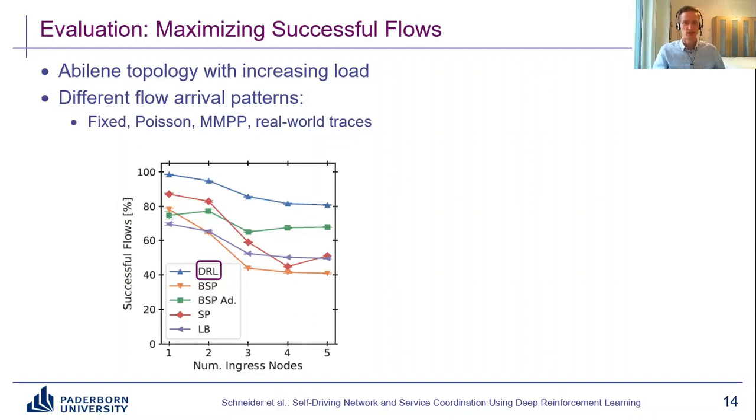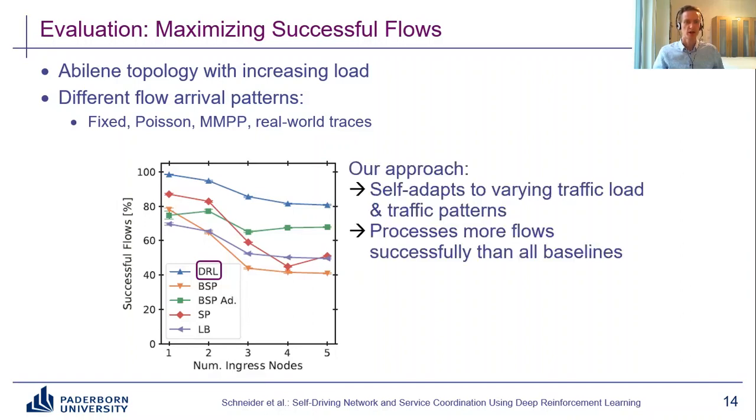And with this changed scenario, it just didn't perform very well, and things were breaking. And so we had to sit down, analyze the problem, and we made an improved version that we call BSP Advanced. And this version performs much better than the simple baselines, but still significantly worse than our deep reinforcement learning approach. So to summarize, our approach self-adapts successfully to varying traffic load, so varying number of ingress nodes, varying traffic patterns. And it does that successfully, processing more flows than all of our compared algorithms.